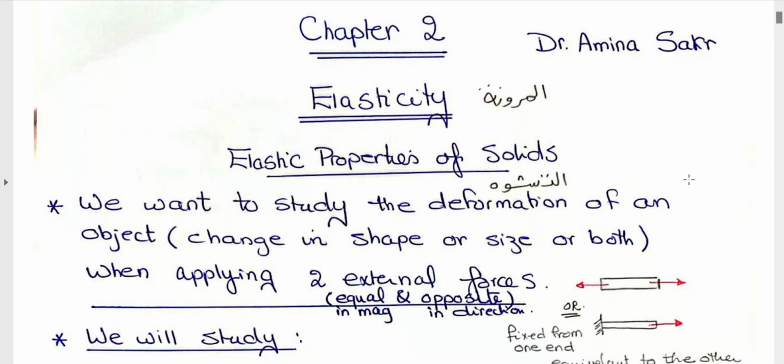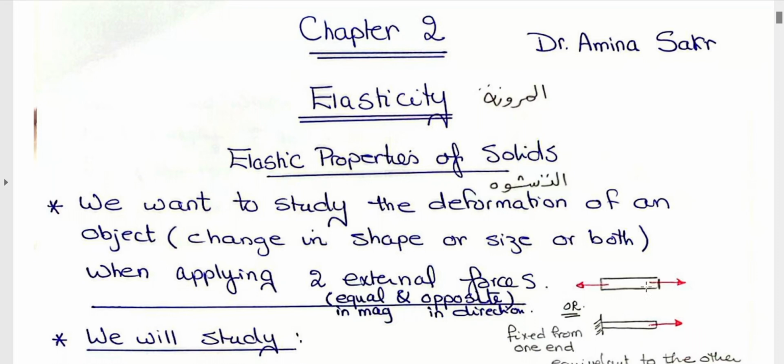Chapter 2 is discussing the elastic properties of solids. We want in this chapter to study the deformation of an object, which means the change in shape or size or both, when applying external forces to the object. We will apply two external forces equal in magnitude and opposite in direction to this rod.